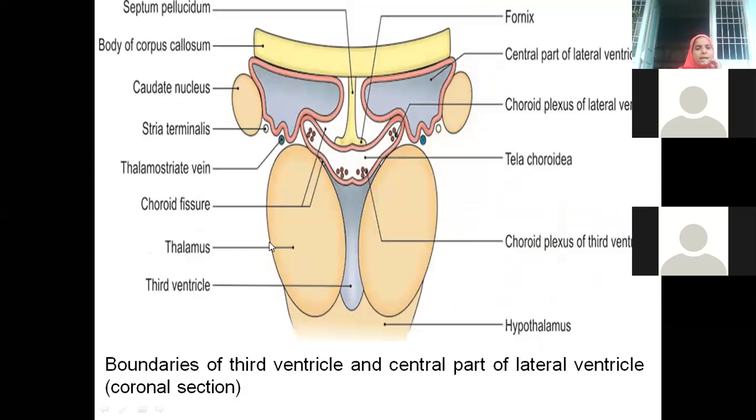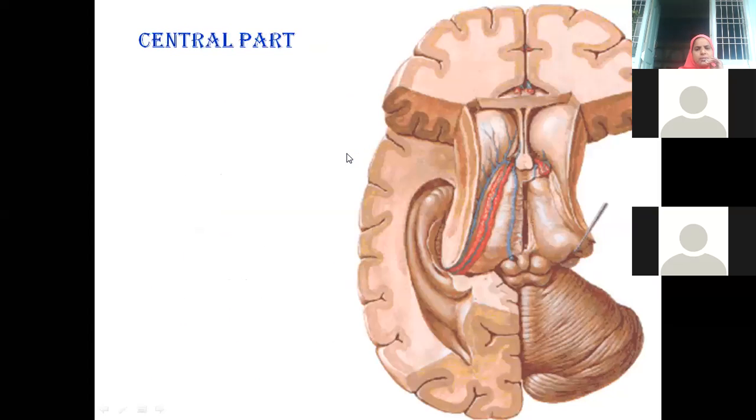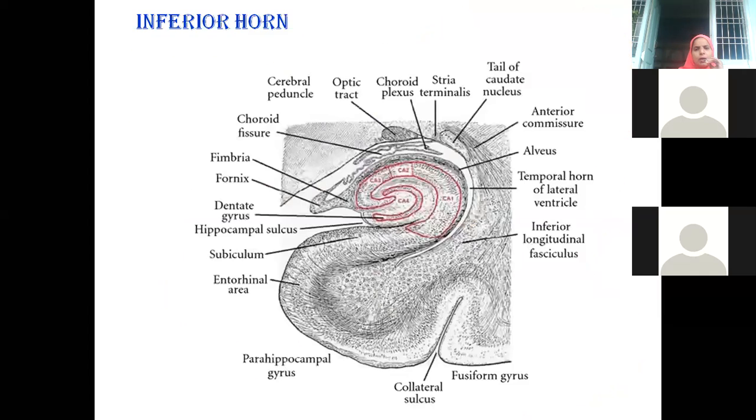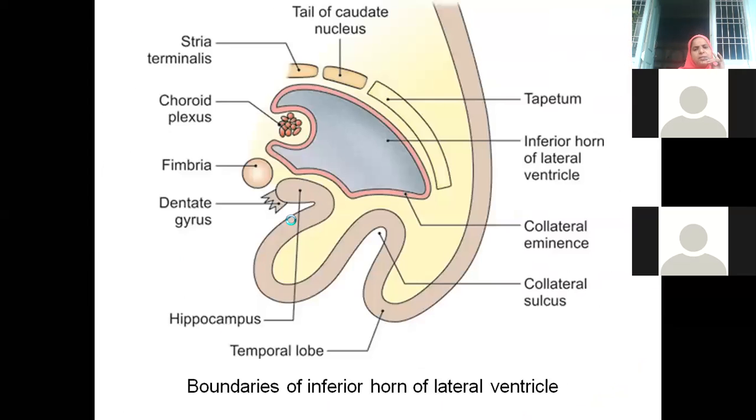See this, we started with the central part. Then this is the anterior horn. Which horn is this? Posterior horn. And these are all diagrams from Chaurasia. I have already shared the PowerPoint. You can check later. This is the inferior horn of the lateral ventricle.